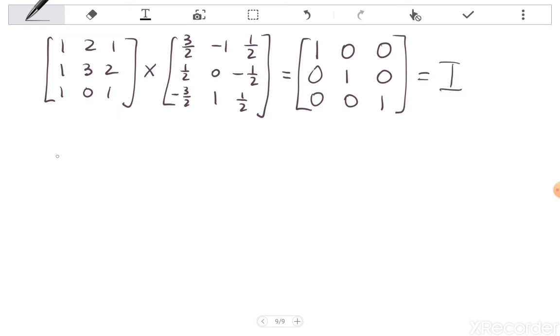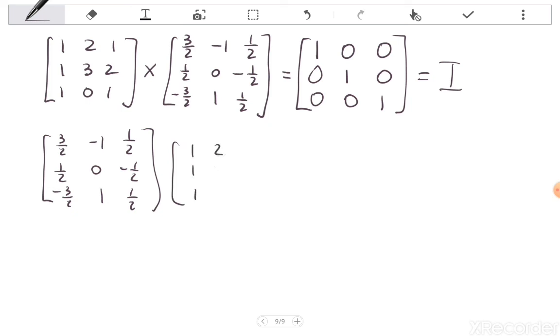And you can check that if we multiply in the other order, the same matrix by our original matrix will give us also the identity matrix. So check this, please.